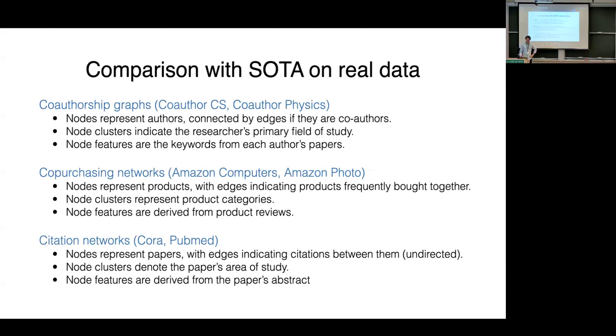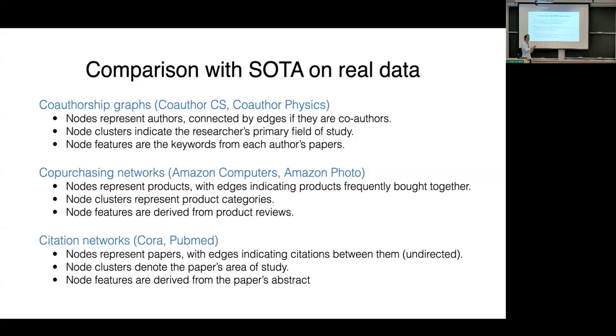We have the co-authorship graphs, as we also saw in the previous talk, which is also very helpful. We have co-purchasing networks and citation networks. Co-authorship networks, essentially, we have the nodes representing authors. They're connected by an edge if they have co-authored a paper. The clusters indicate the researcher's primary area of study, and the features are keywords.